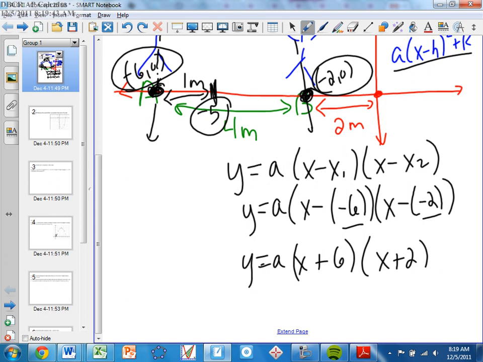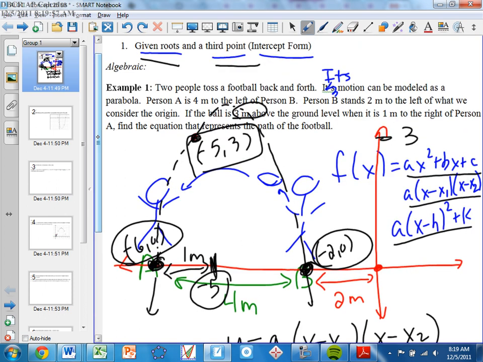What did I say we need to figure out? X1, X2, and A. So can somebody now tell me how to figure out A? And think about what we haven't used so far. Think about what we have not used. I'll go back up to the problem. We've used this point. We've used this point. Can we figure out A now, based on what we have not used so far?